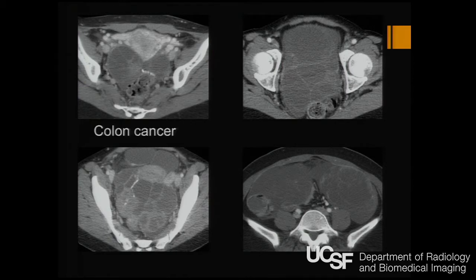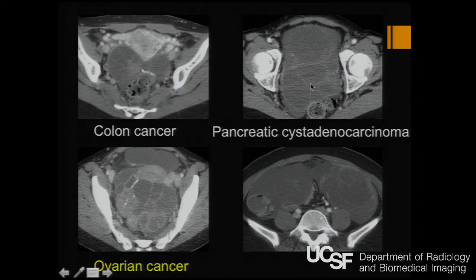And so to tell you, this is actually metastatic colon cancer, which is the upper left-hand corner. This one is actually a metastatic pancreatic cystadenocarcinoma. Again, looks like a solid and cystic mass. This one is metastatic ovarian cancer. This one is calcifications. This one, again, is metastatic colon cancer.